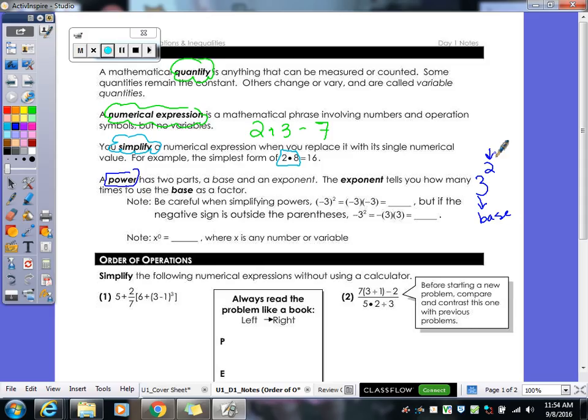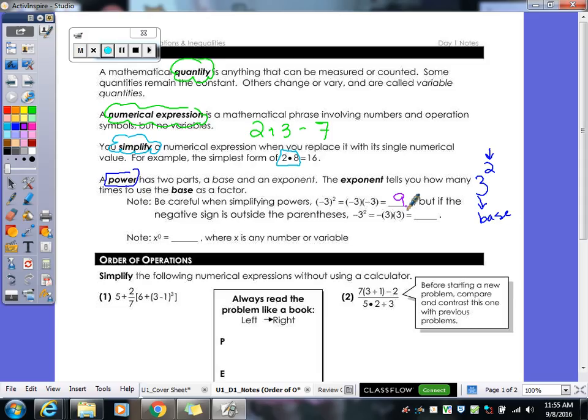Now a couple of things that happen. If I have a -3 and I'm squaring it, and my -3 is in parentheses, if you remember, your exponent means you're taking that and multiplying it twice. So -3 squared means it's -3 times -3. So that's going to end up being a positive 9 because negative times negative gives us a positive.